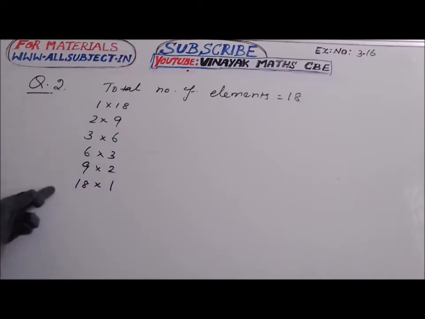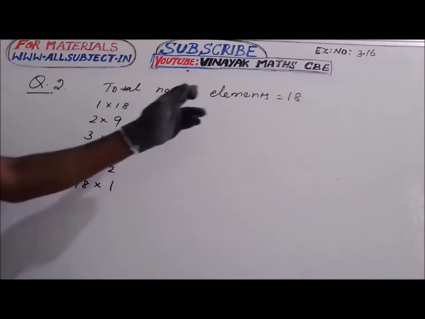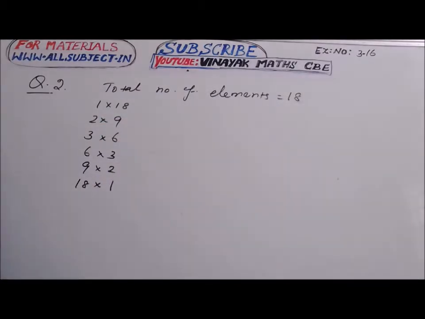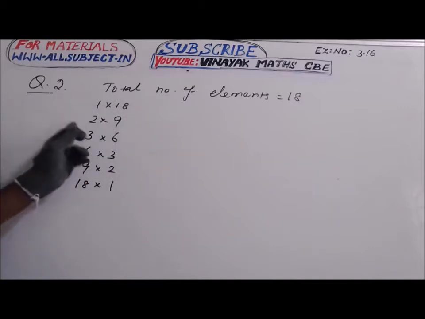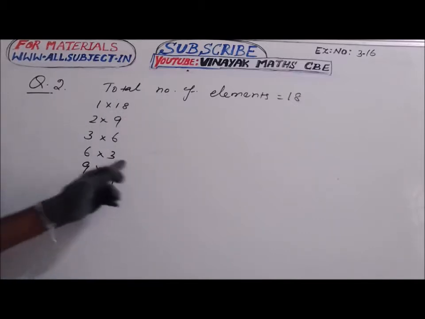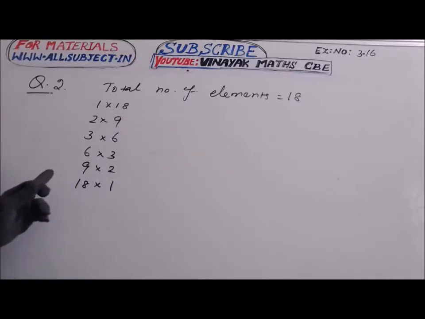So these are the possible ways to form a matrix of order which has 18 elements. A matrix has 18 elements. It may be of the following 6 types of orders: 1 cross 18, 2 cross 9, 3 cross 6, 6 cross 3, 9 cross 2, or 18 cross 1. These are the possible orders.